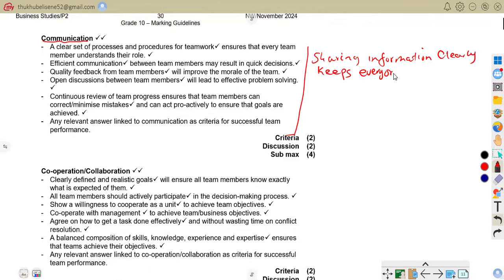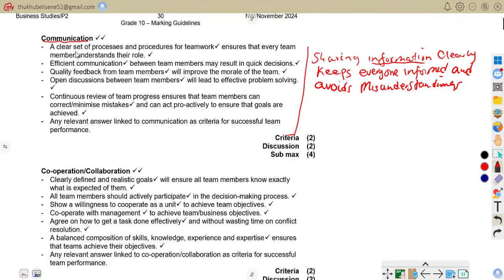Keeps everyone informed and avoids misunderstandings. So that is that when you're talking about communication, we are sharing information clearly, and that keeps everyone informed and avoids misunderstanding.